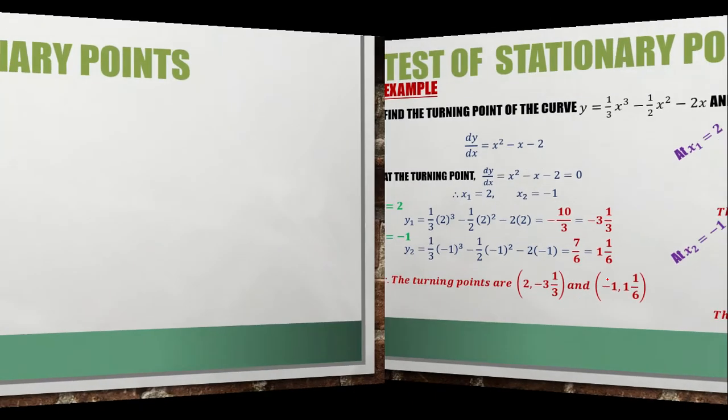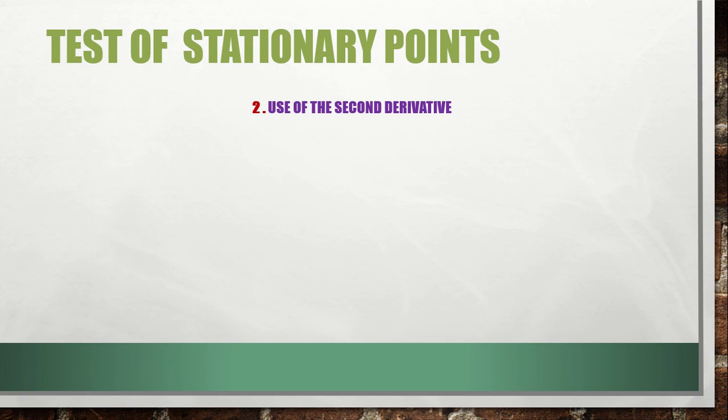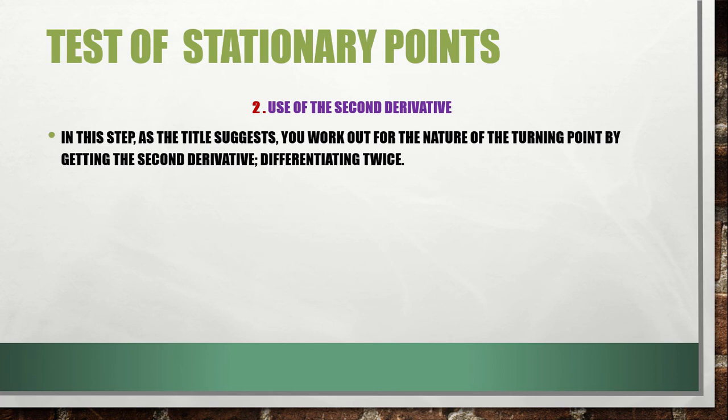Now there's a second method that I said we can use to work out the testing of stationary points, or basically the nature. It's what we term as use of the second derivative. So in this step, as the title suggests, you work out the nature of the turning point by getting the second derivative, or basically differentiating twice. If I differentiate the first time, I get a gradient function. I differentiate the second time that same gradient function.